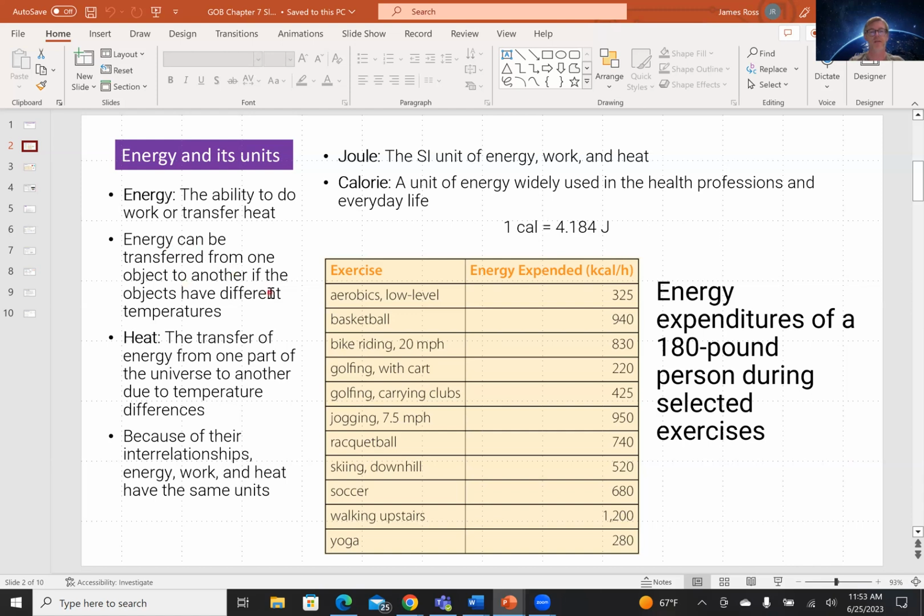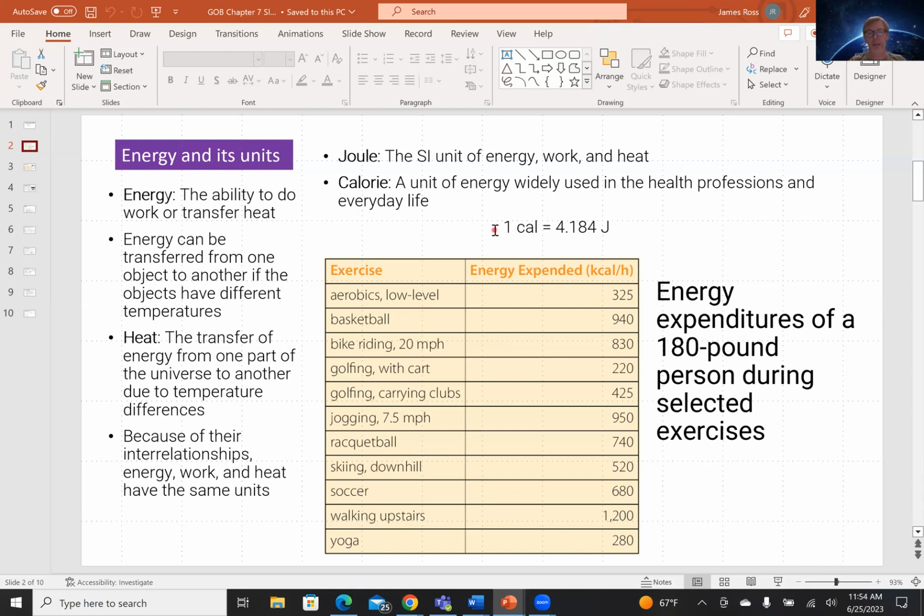So we can transfer it from one object to another. And if the transfer of that energy between the objects is because of different temperature, we call that particular energy heat. So heat is the transfer of energy from one part of the universe to another part of the universe because of difference in temperatures. And here, universe literally means anything.